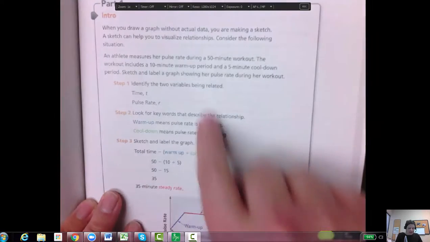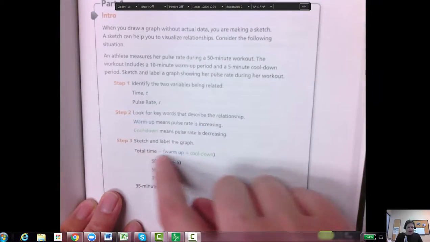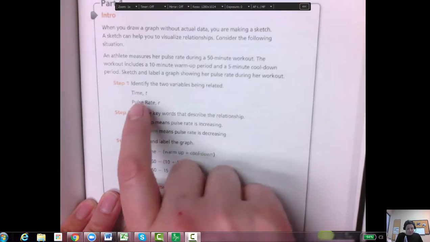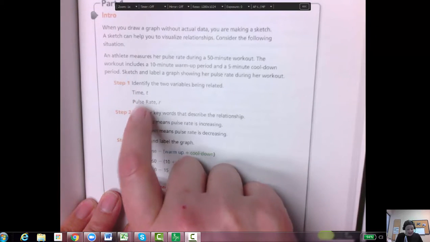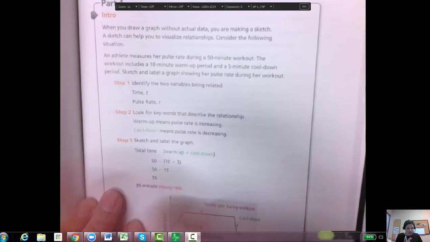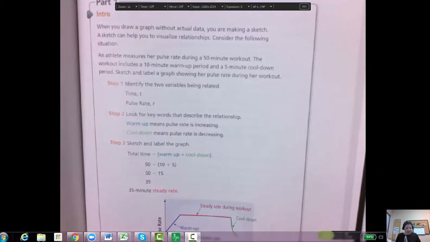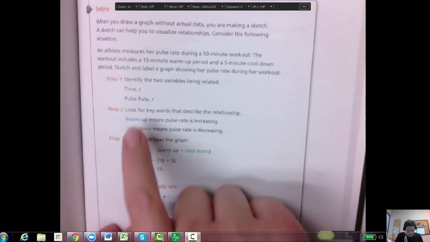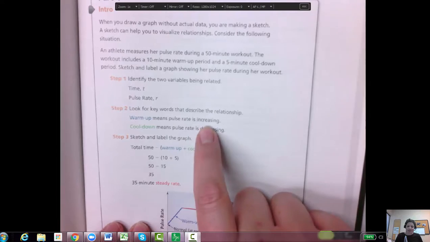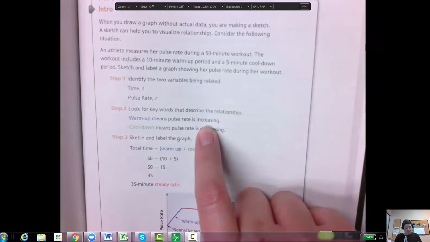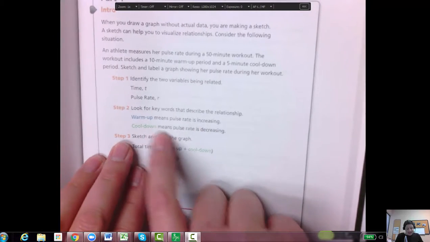So, here are the steps that they tell you, right? We have to think about the two variables. Basically, we're looking at time and the rate of your pulse. Those are our two things. And so they put T for time, R for rate, pulse rate. Look for keywords to describe your relationship. Warm up means you're increasing, right? So I start low and then I work my way up on a warm up, on our pulse rate. Cool down means you're starting to decrease.